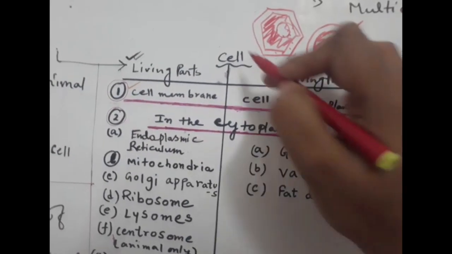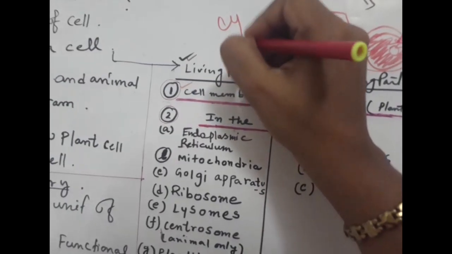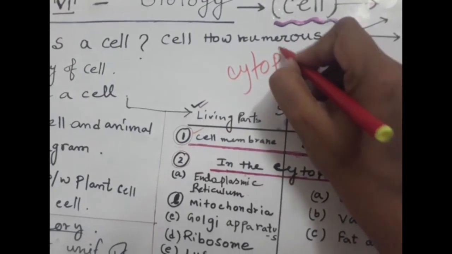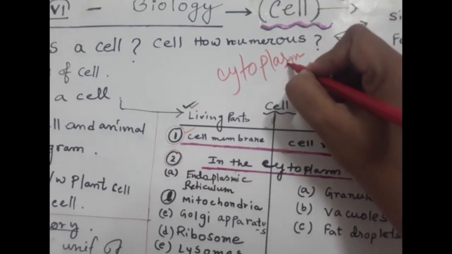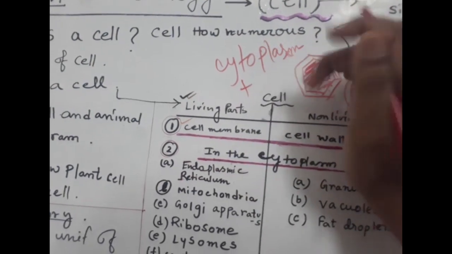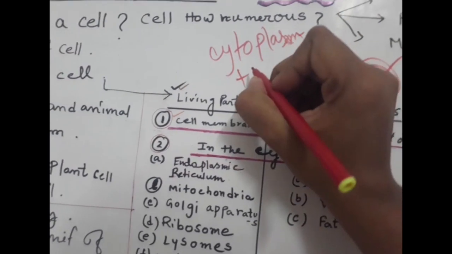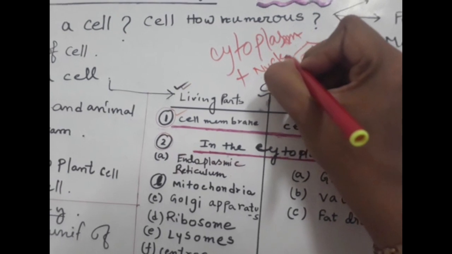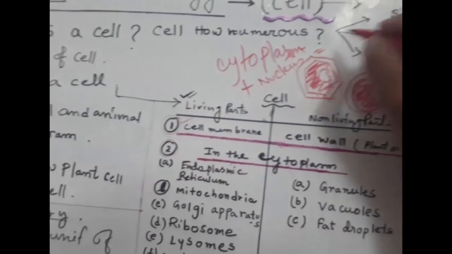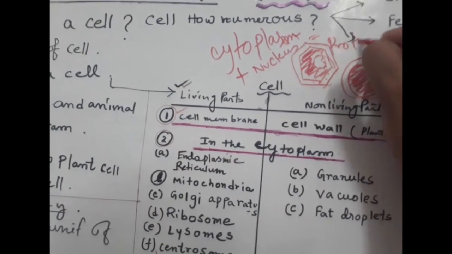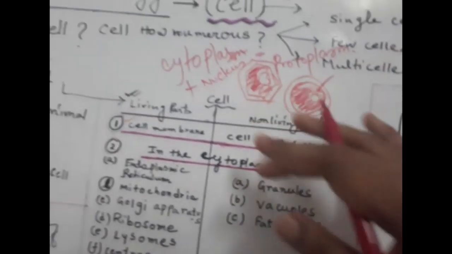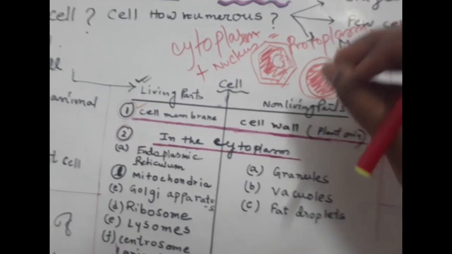Cytoplasm plus nucleus is equal to protoplasm. So this is the main component of the cell.